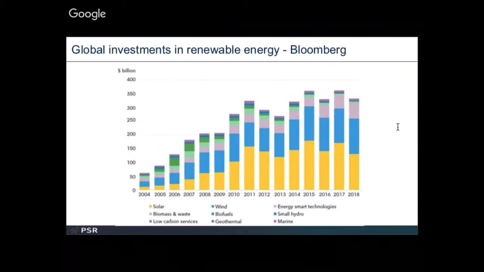This is a graph from Bloomberg, which shows that after 2007, the investments in wind and solar plants have been increasing a lot across the years. So that's why all the countries and PSR have been doing lots of research and studies on how the system will behave with this high amount of renewable penetration.